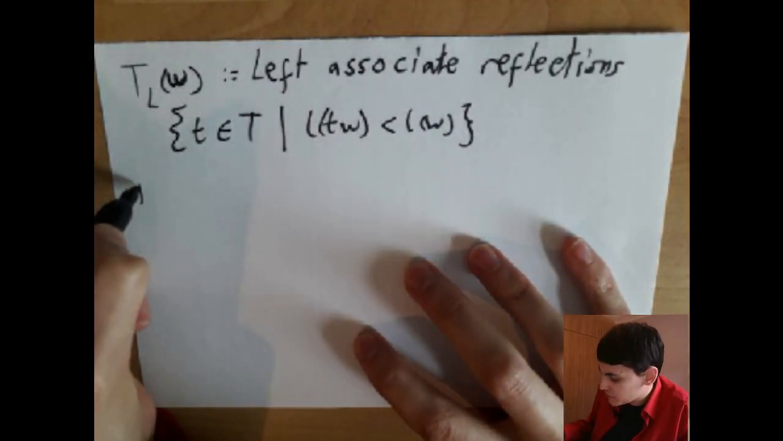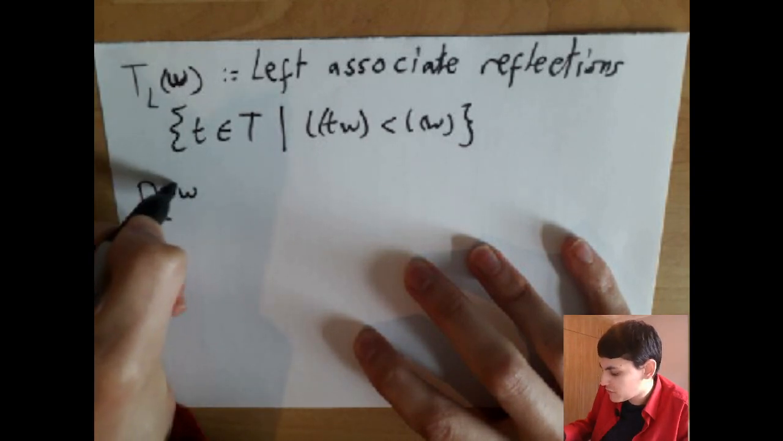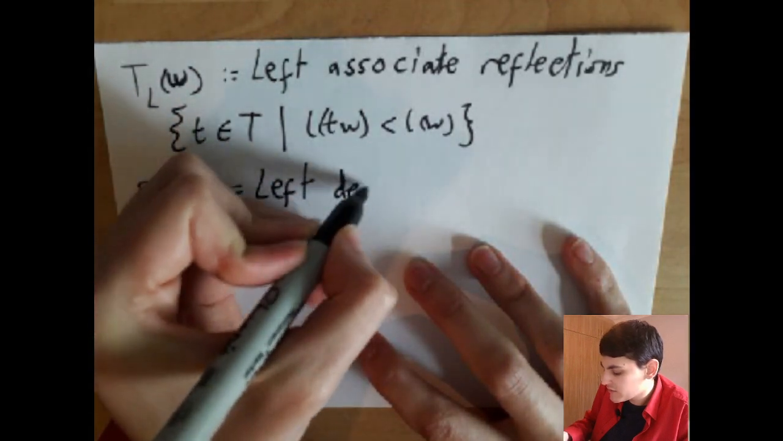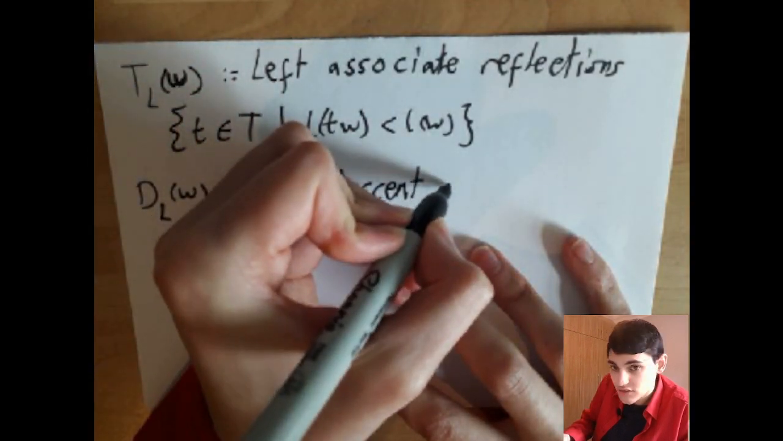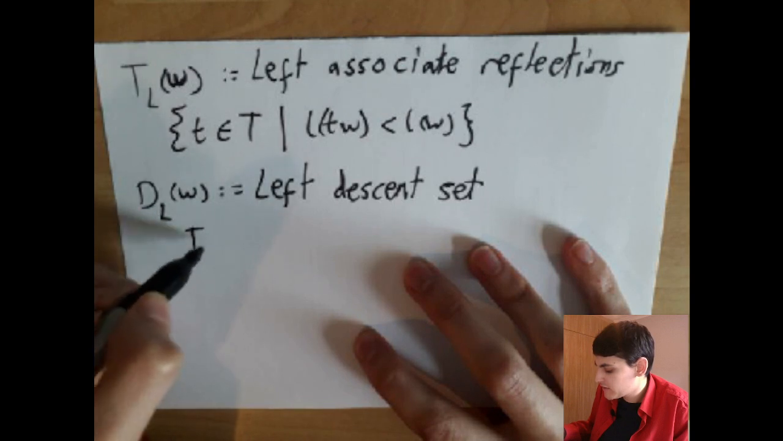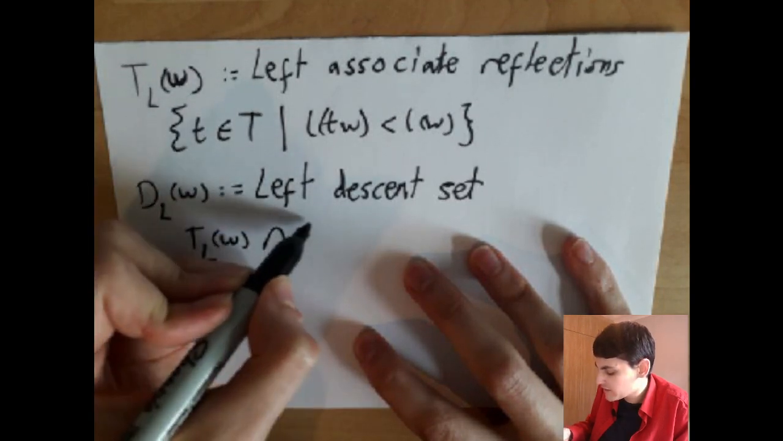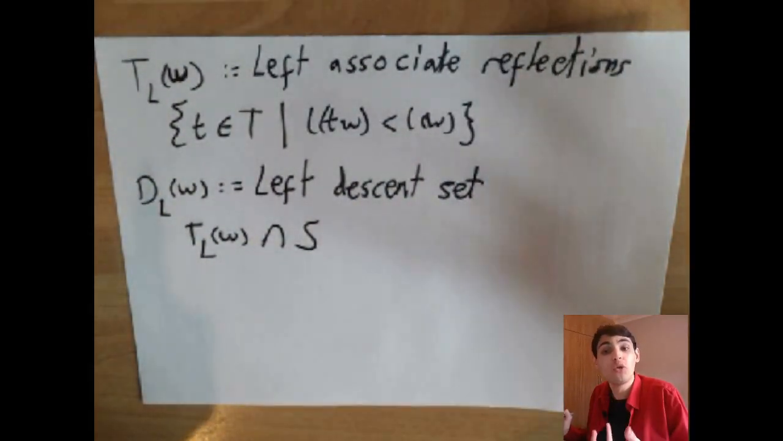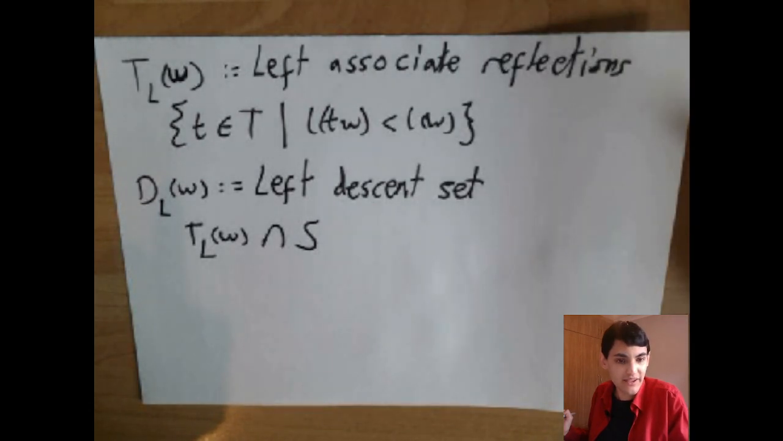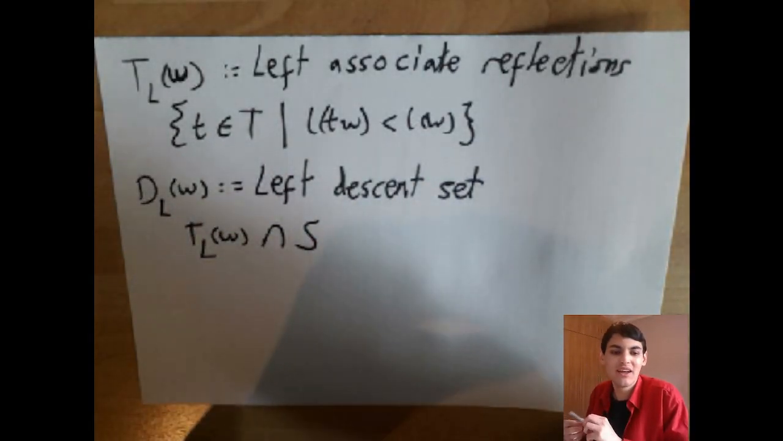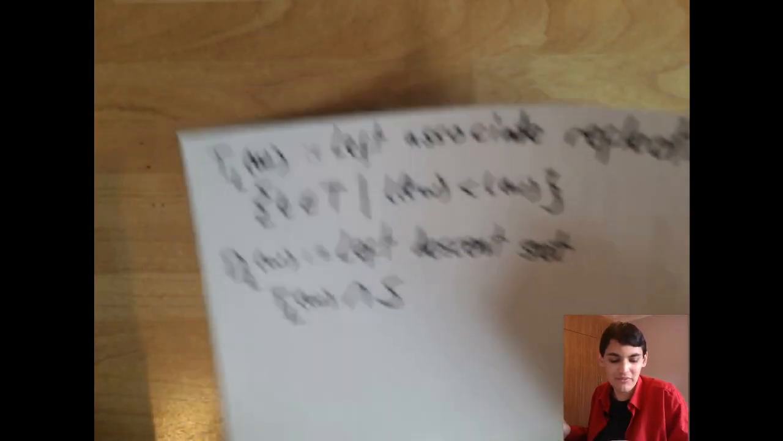And we also have D_L of w, which is defined as the left descent set. This is T_L of w intersected with the generating set, so basically all the generators that shorten w. Okay, that's all nice. We've gone through some abstract things.